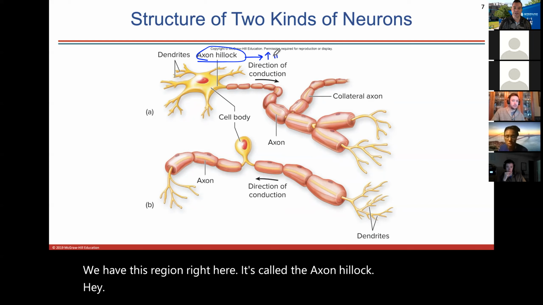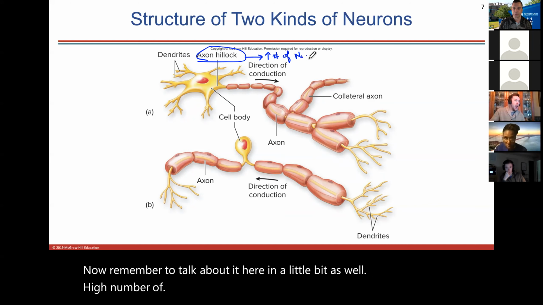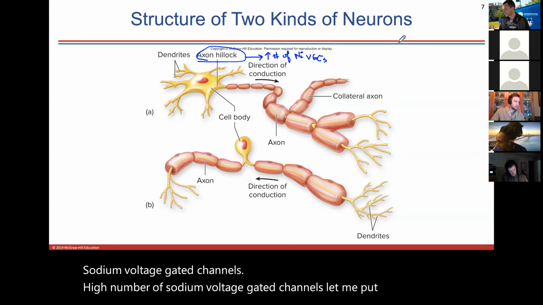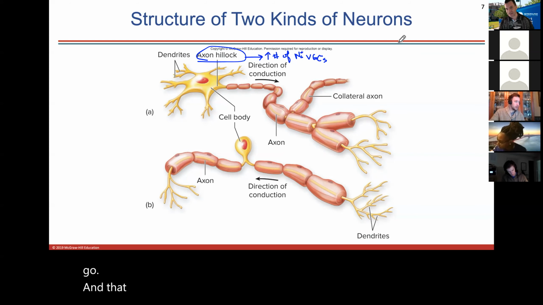I'll just put this here, and I'll remember to talk about it in a little bit as well. High number of sodium voltage gated channels. Let me put a plus there. And that is a key piece of anatomy.